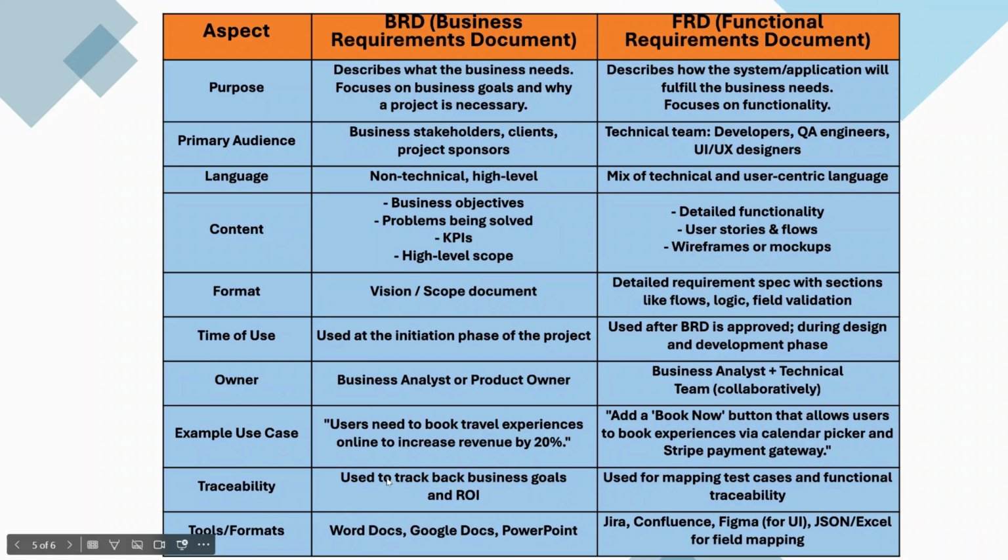Traceability is used to track business goals and ROI in the BRD document. Whereas in FRD, it is used for mapping test cases and functional traceability. Tools and formats used for BRD may be Word doc, Google Doc, PowerPoint, just writing a BRD document. But the tools used in FRD are tools like Jira, Confluence, Figma for UI wireframes, and Excel for any field mapping, such as that this username should always be in this format. Or you can also use Azure tools or Notion for making FRD.